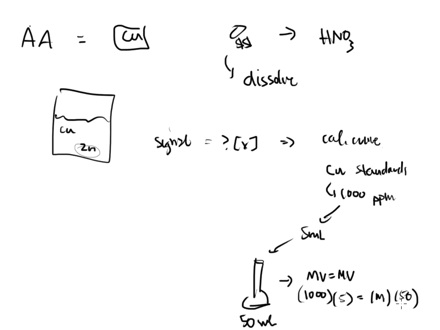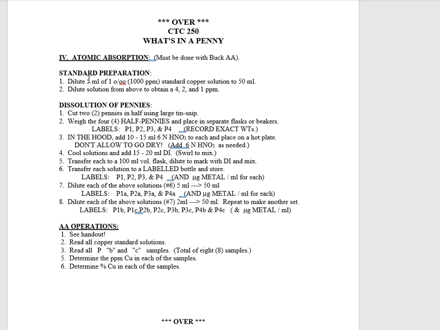In the second step of the standard prep, it says then dilute that solution from above to make a 4, 2, and 1 part per million. Now, this lab only requires 3 standards. Your lab could require more than 3 standards, depending on the year and when you access this. Maybe it will, maybe it won't.